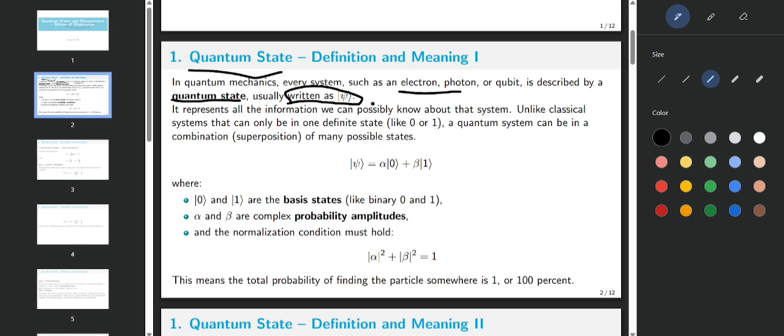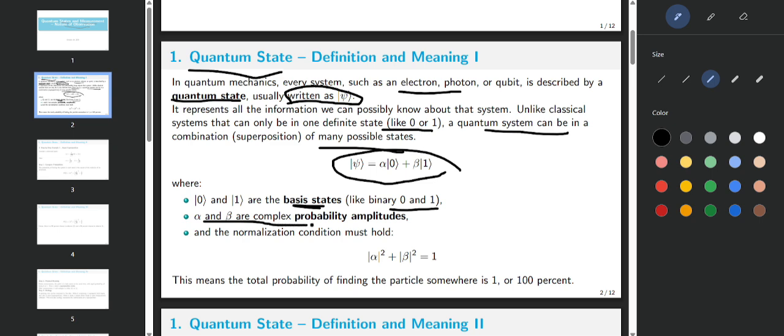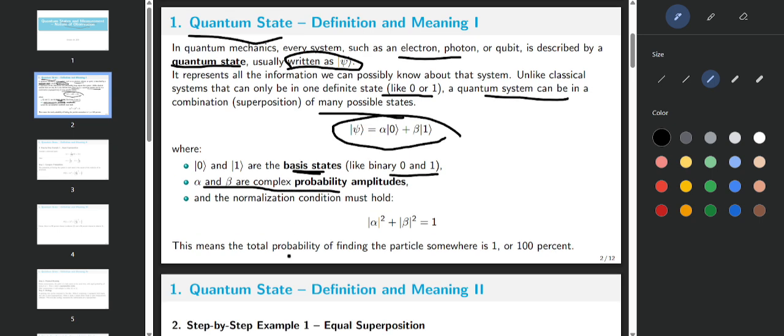A classical system can be either 0 or 1, but a quantum system can be in a superposition of many states. That is why we write this quantum state as alpha ket 0 plus beta ket 1. Here ket 0 and ket 1 are base states like binary 0 and 1, and alpha and beta are complex probability amplitudes. The normalization condition should look like mod alpha square plus mod beta square equals 1.